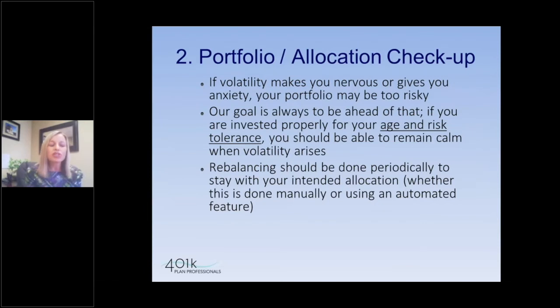Number 2, make sure to have a checkup on your portfolio, in other words, your asset allocation. Our goal is to help you invest properly at all times for your age and your risk tolerance. Therefore, when volatility does come around, you should be able to remain calm. Chances are, if volatility makes you extremely nervous, your portfolio might be too risky for you in the first place. Another thing is that rebalancing should be done periodically so your portfolio always remains invested close to your intended allocation.